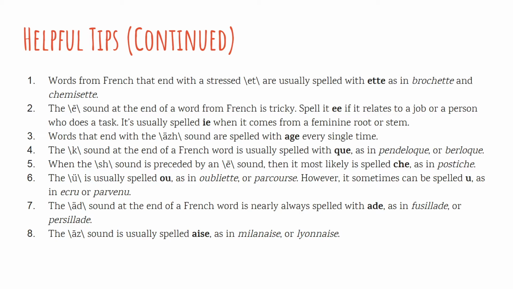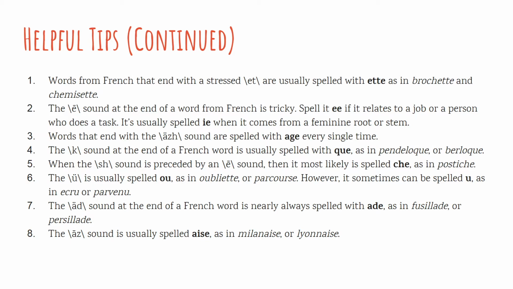Next, words that end with the aj sound are usually spelled age. Or not usually, but every single time. Anytime words end with the aj sound in French, it's going to be spelled age. Next, the k sound at the end of French words is usually spelled que, as in pandaloc or berloque. The k sound at the end of French words is spelled que.